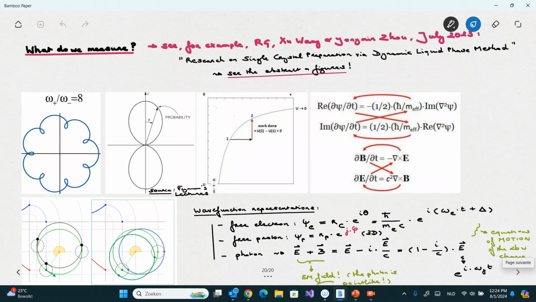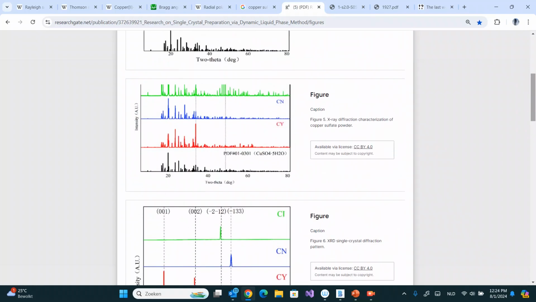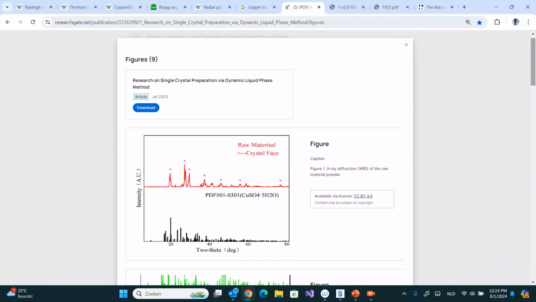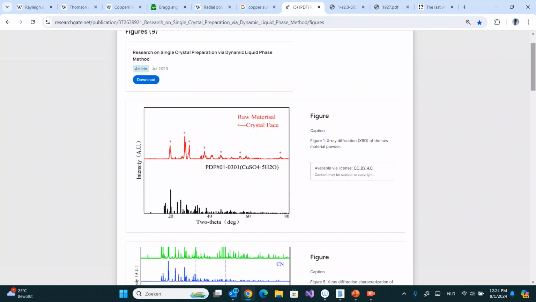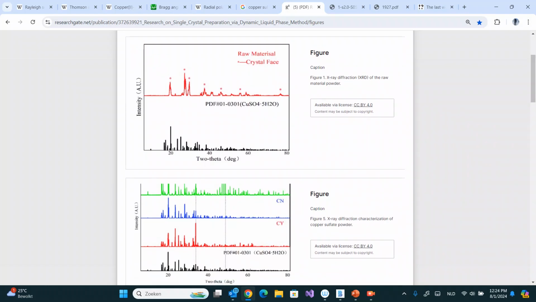To bring things back to reality, when you Google on ResearchGate or other open research forums, there's a paper from last year by Chinese researchers who do fairly basic stuff, repeating these experiments that von Laue and Bragg did with hydrated copper sulfate. The raw material, the powder, as you can see when you shine X-rays on them, the absorption spectrum or diffraction pattern or reflection pattern shows that at certain frequencies there is constructive interference. At other frequencies the intensity of the reflected light is 0, which means everything gets absorbed.